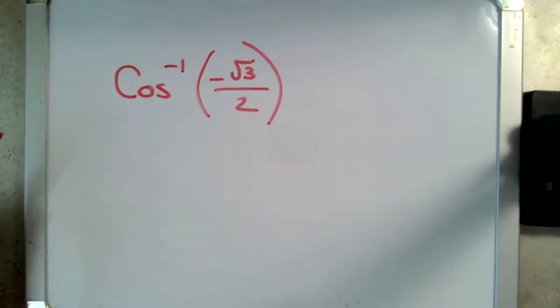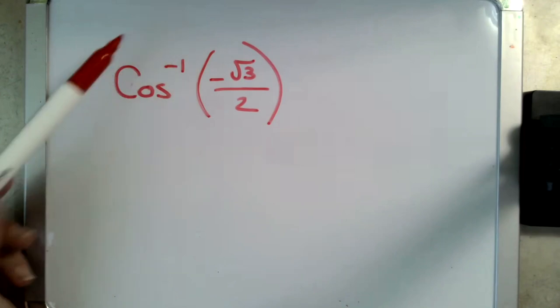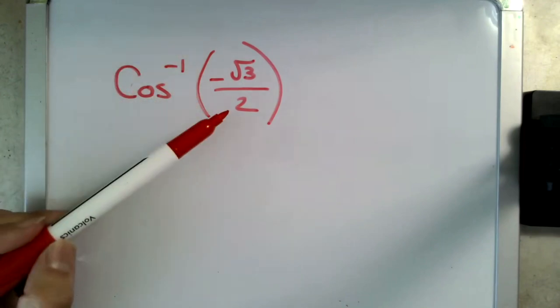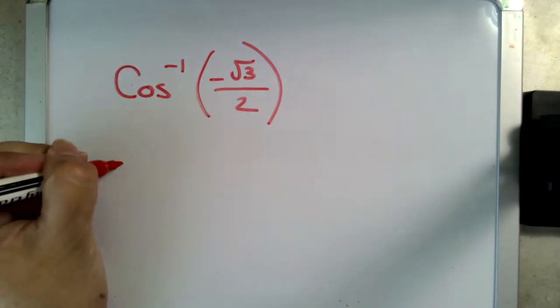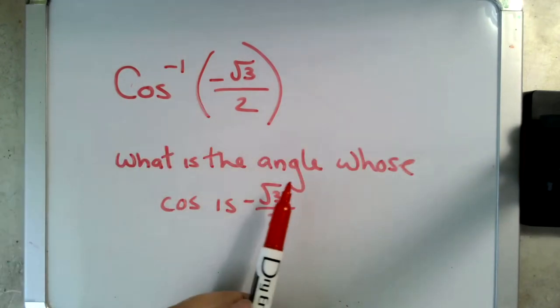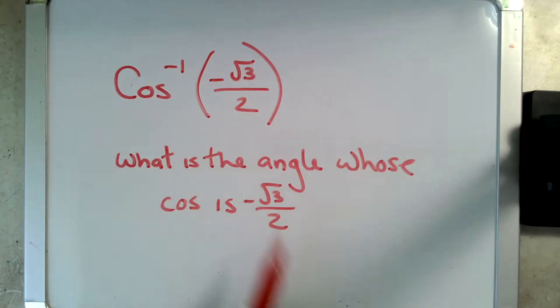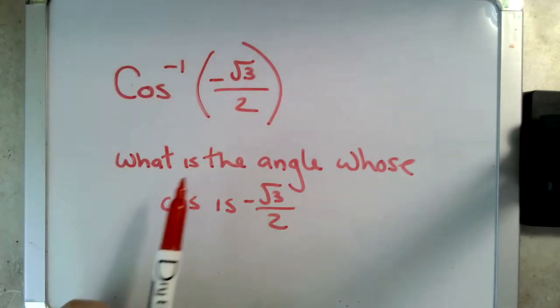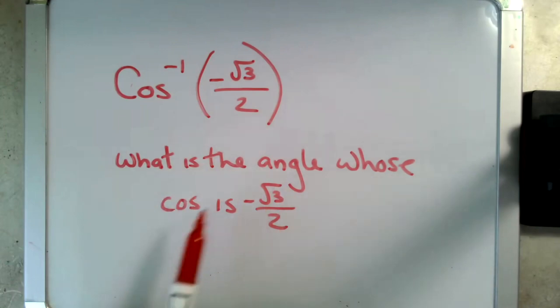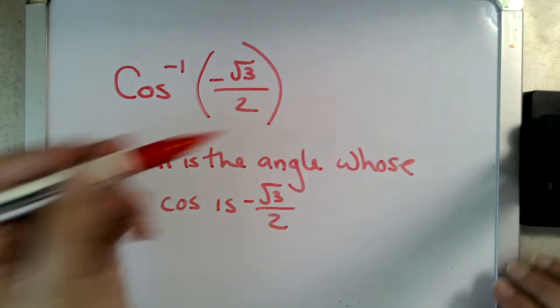So let's say the question I've been given is the inverse cosine of -√3/2. And so again, that question is asking, what is the angle whose cosine is -√3/2, right? That inverse asks the question, what is the angle whose? Okay, so I'm going to draw a triangle.